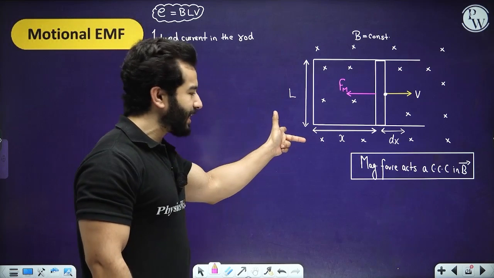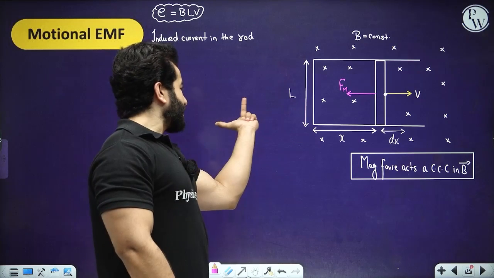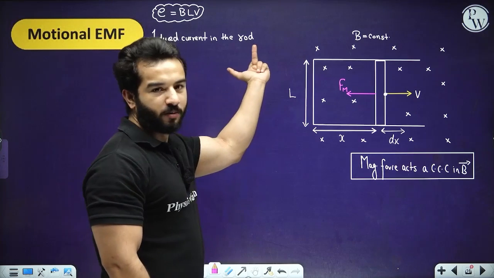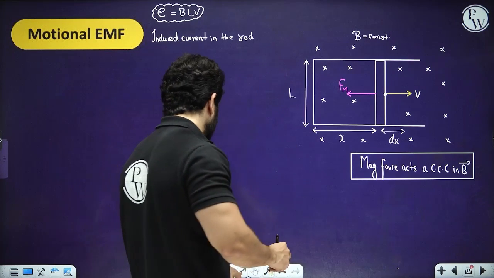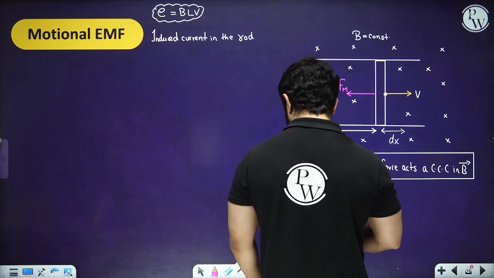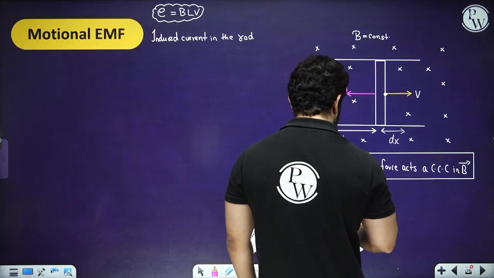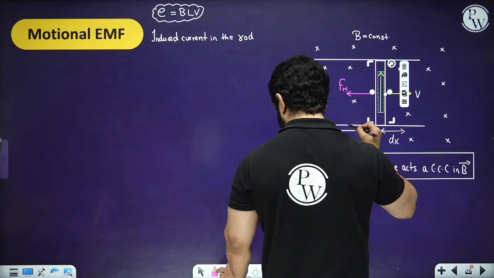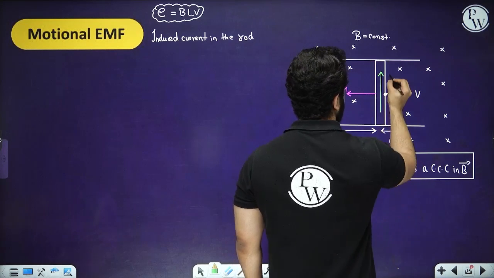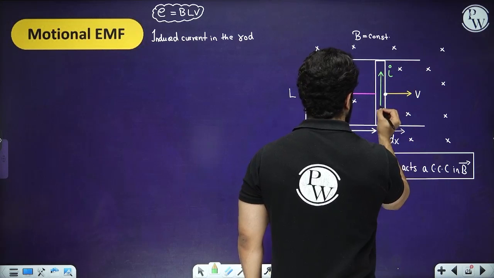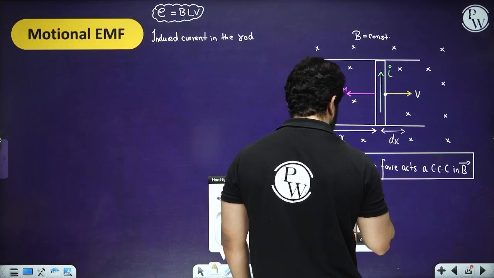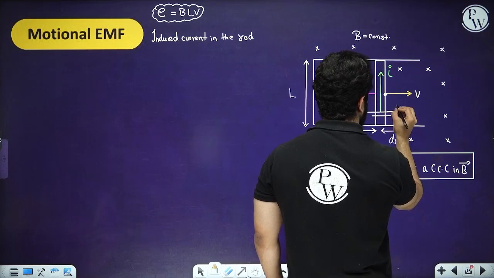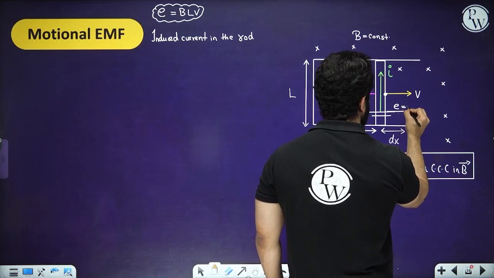Magnetic field is something like this. Force is acting in this direction, so that means current should move from top to bottom. Is that clear? So the direction of current is going to be something like this. This is going to be the direction of current, I. So if you want to draw a fictitious battery, you will draw it something like this. That is, the induced EMF is going to be BLV.